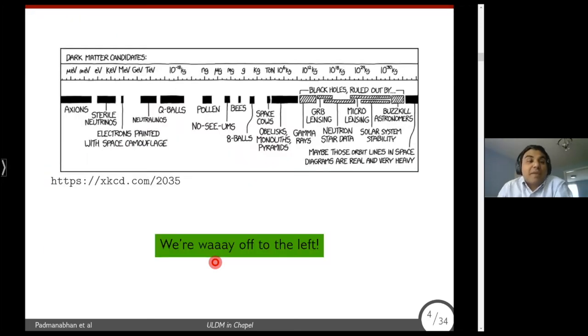So people have come up with dark matter candidates. There's a whole host of them. They run across the entire mass range, and there's a large number when you get an XKCD comic about it. And the dark matter that I'm going to be talking about is way off to the left of this graph. So this is pieces that are certain micro electron volts in weight, and really we're talking about things that are about 10 to minus 22 electron volts.